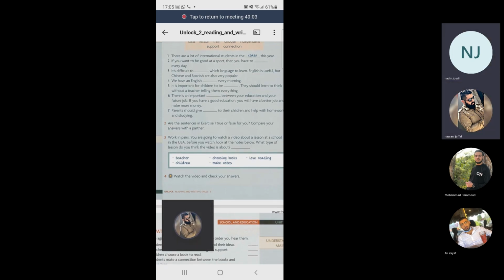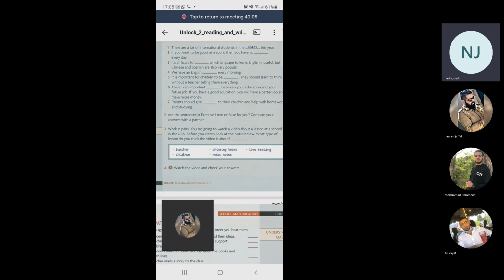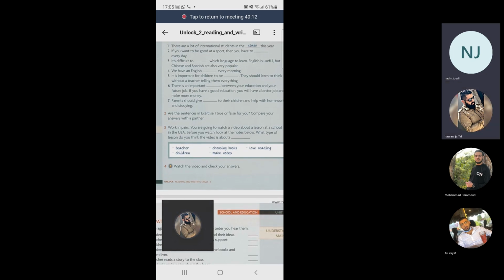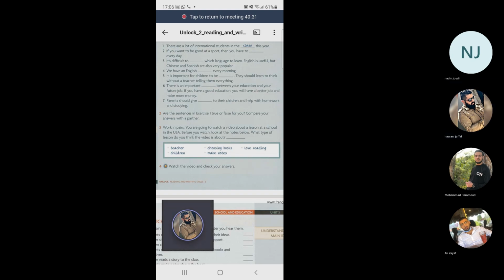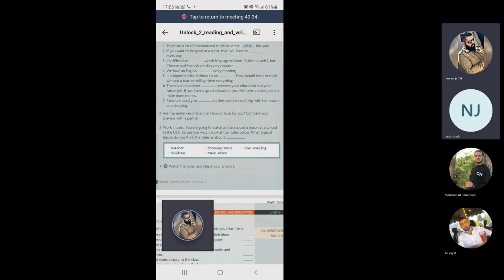Okay, if you have a good education, comma, this is the if clause. It is rule number 1, because the verb is in the present. If you have a good education, which is present, comma, you will have a better job and make more money. The verb in the result clause: what tense is the verb in the result clause?